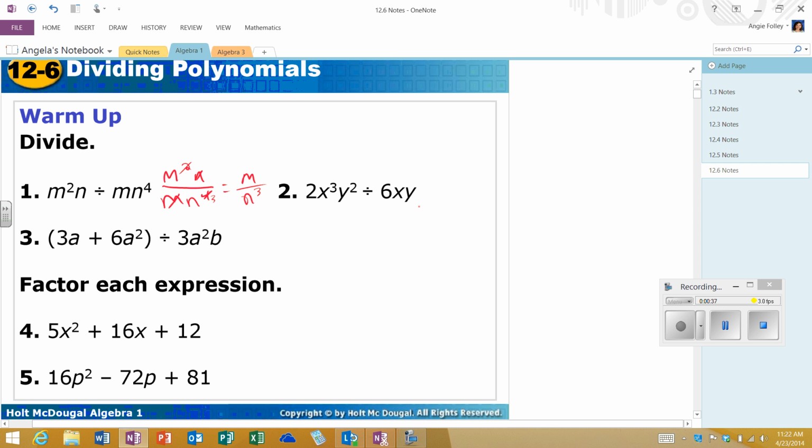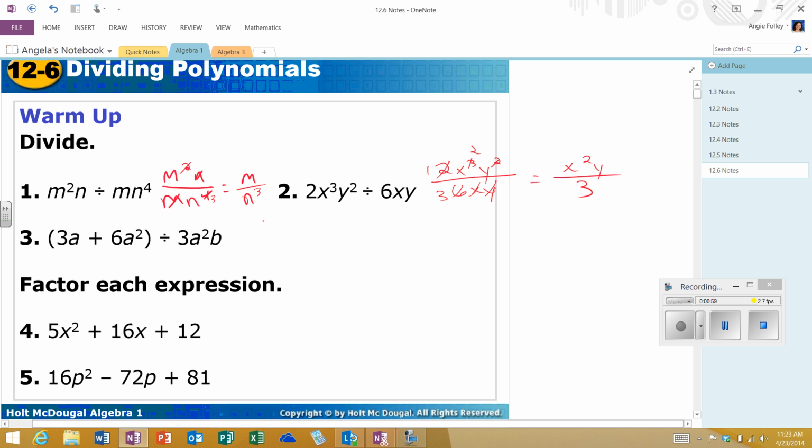On the second one, we can do a similar thing. We can rewrite it as 2x to the third y squared divided by 6xy. I can simplify this and take away one of those, take away one of those. So I'm left with x squared y over 3. Okay? Similar process on the next one.